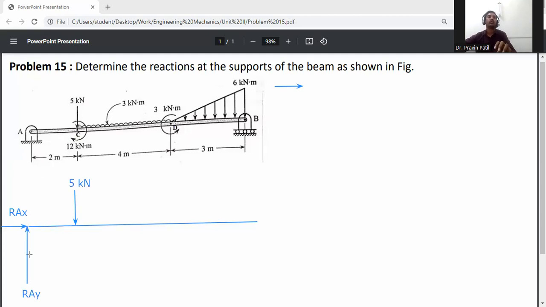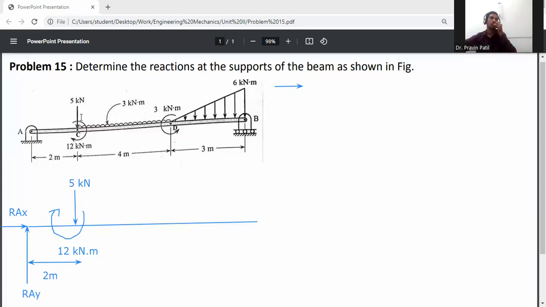So the A to C distance is 2 meters. Okay, so at C there will be a couple load acted here. This one is a couple load. It is rotating in the clockwise direction. It will be 12 kN-m in clockwise direction.